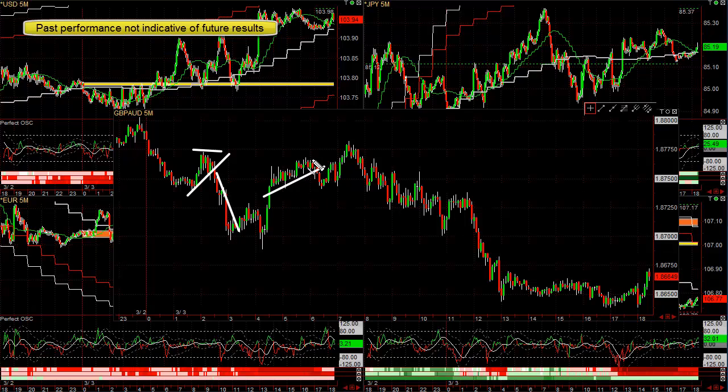You get a pullback, you get short, here's your stop. Guess what? This one came down, came back up. Anytime you get a down, up, down pattern, if it doesn't break this low, you want to get the hell out of it, or at least move your stop to above the swing. So you lost a tiny, tiny amount here.